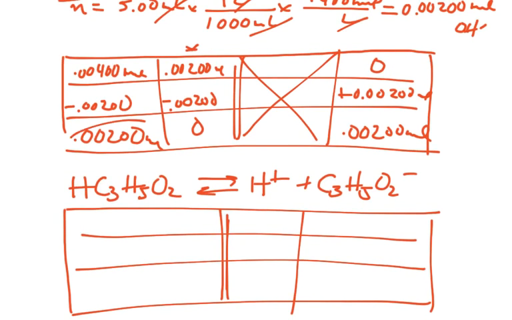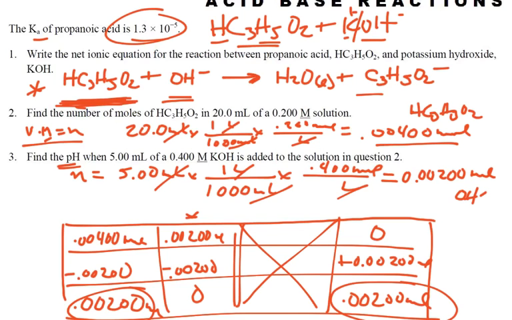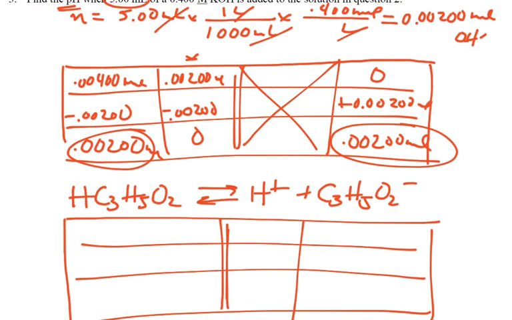Now what do I have? I have this many moles and this many moles. But what's my total volume? I had 20 milliliters of my acid. I had 5 milliliters of my base. So the molarity is going to be these moles divided by 0.025 liters, 25 milliliters. So I'm going to get the same answer in both cases, and I calculate that as 0.08 molar.